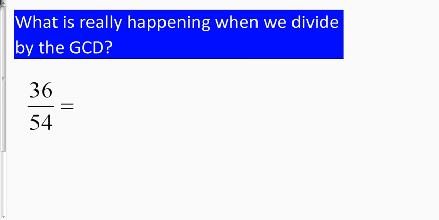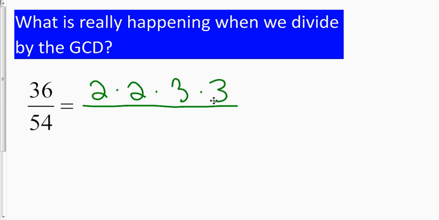So let's look at what's really happening when we divide by the GCD. This is going to help us when we have variables in our numerators and denominators. So 36, if I want to rewrite it with its prime factors, 36 is 4 times 9. So its prime factors are 2 times 2, which is 4, times 3 times 3, and that's 9. 54 is 6 times 9, right?